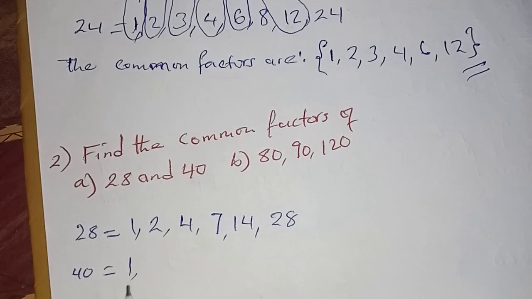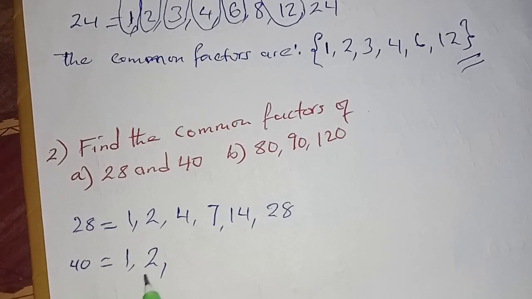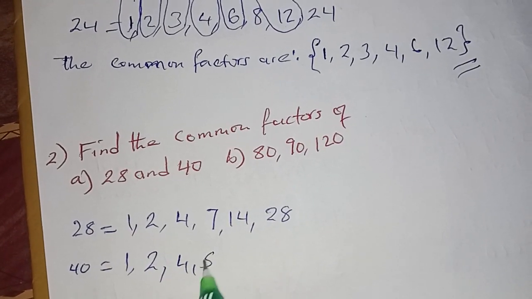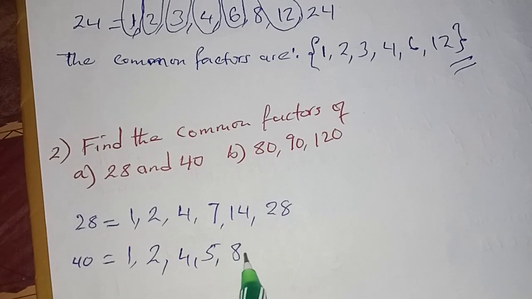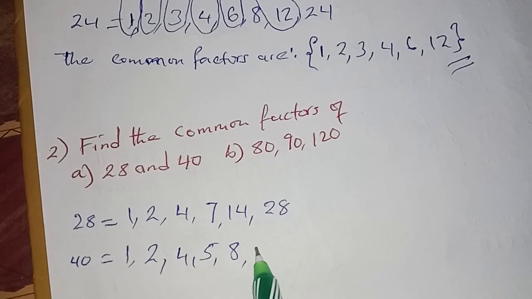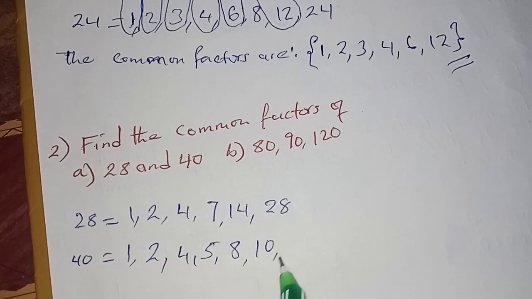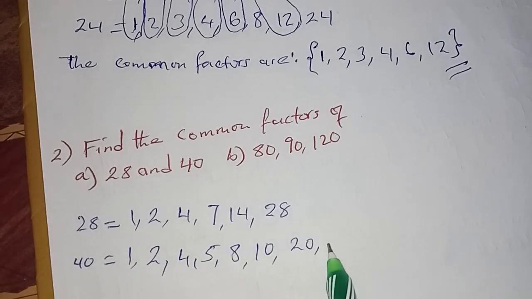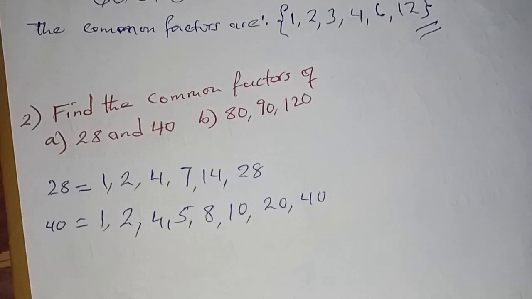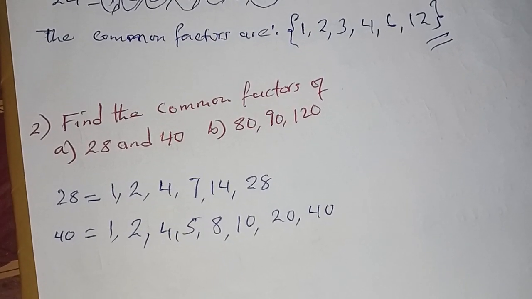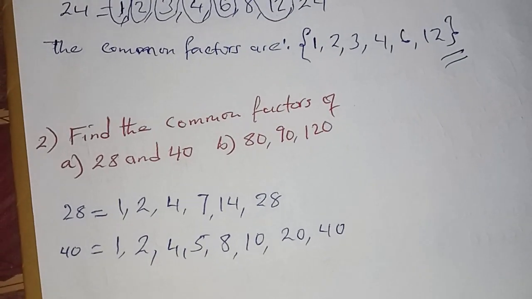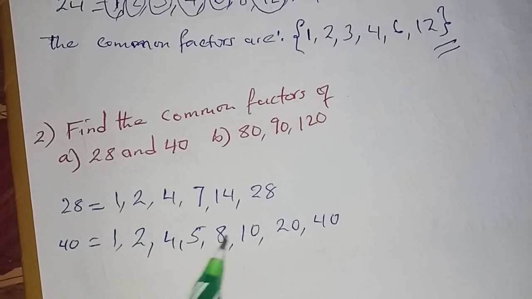We know 1 can go, 1 can go to 40, 2 can go, but 3 cannot, 4 can go, 5 can go. We say 6 cannot, 7 cannot, we say 8, we say 9 cannot, 10, we say 20, and we say 40. You just have to know your timetable to know which number is going to 40 or 20 or remainder. That is a factor, right? You should always start from 1 and end with the number itself.